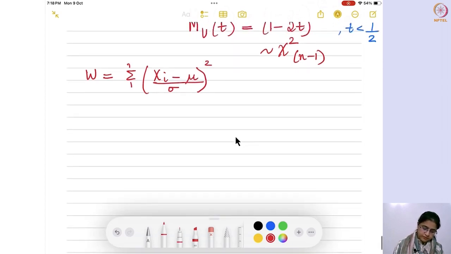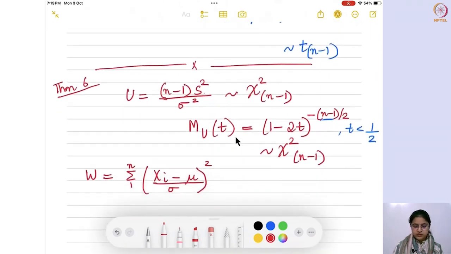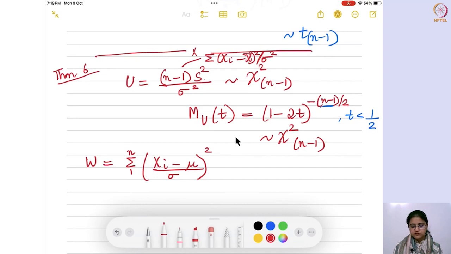i from 1 to n, because here we have summation xi minus x bar whole square in the numerator. So instead of that, we are working with, and we can divide it by sigma square also. So this is somewhat in this fashion only, with just the replacement that instead of the sample mean, we are working with the population mean over here.